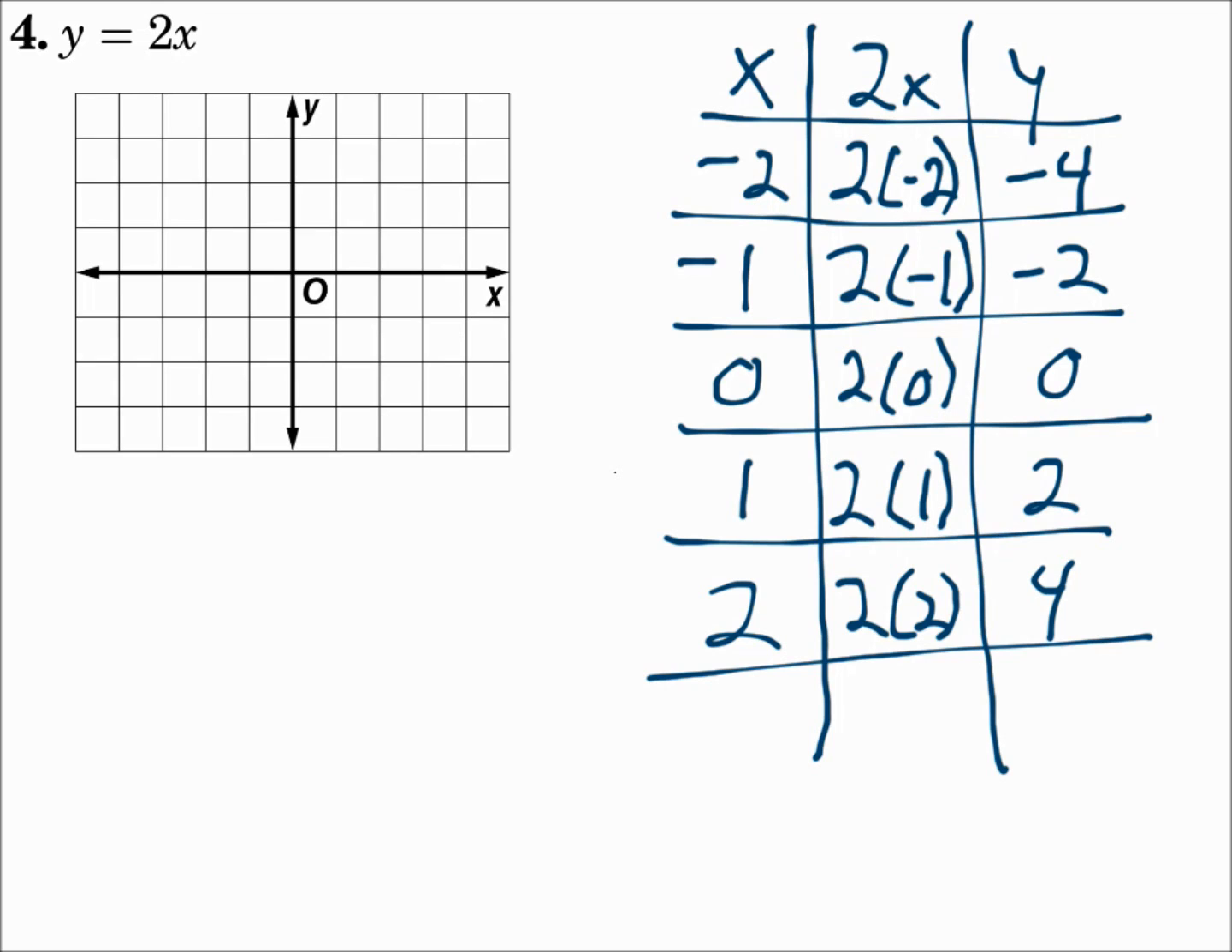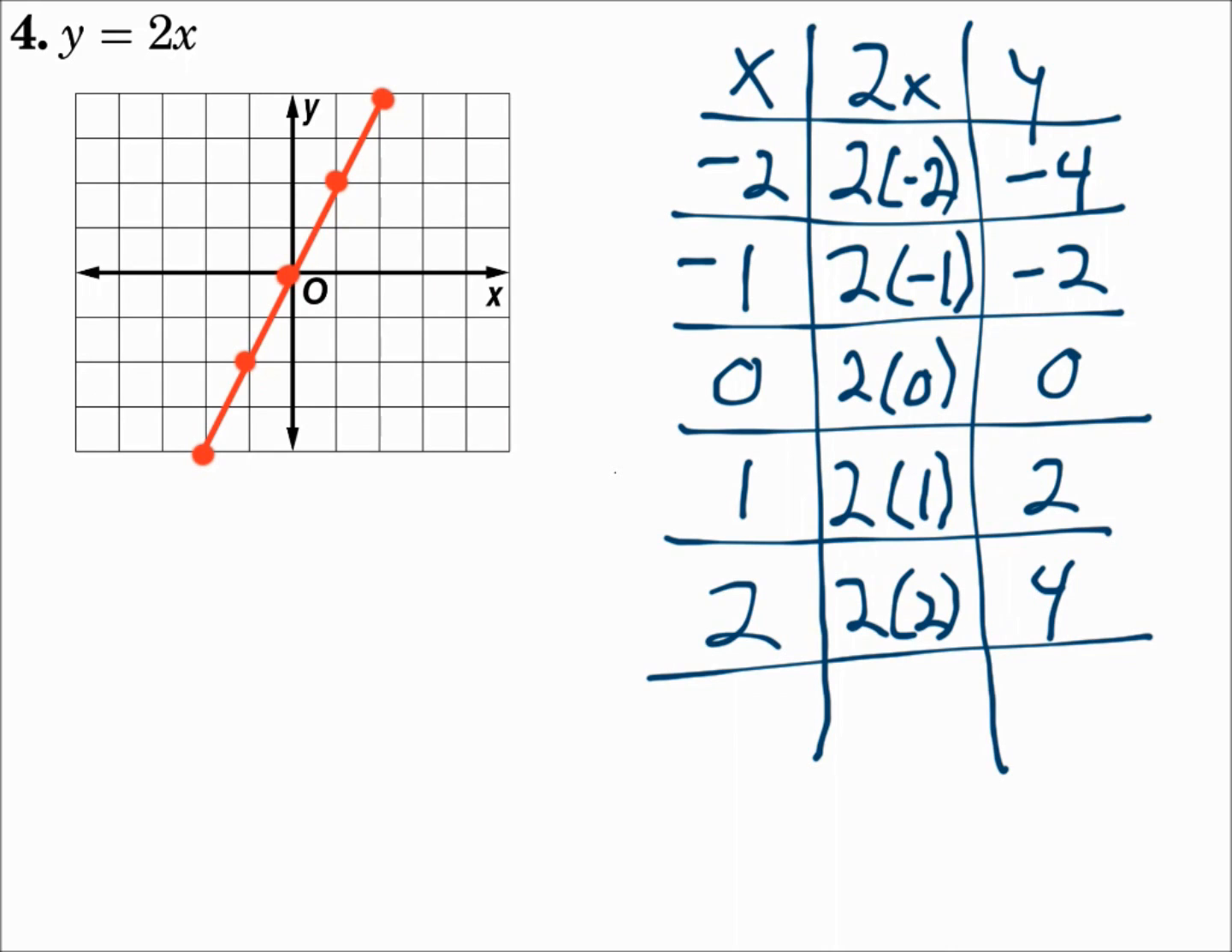Now I have a set of points. The top row has the point -2, -4 right there. The next one is -1, -2. I'm using the x value and the corresponding y value. The next row is 0, 0. The next one is 1, 2. And the bottom row, x is 2, y is 4. So that gives us our points. Connect the dots, and we have it.